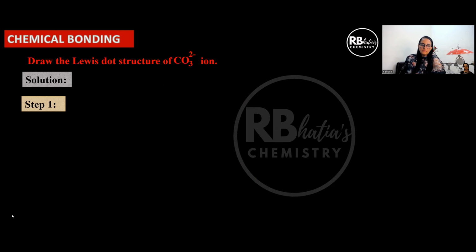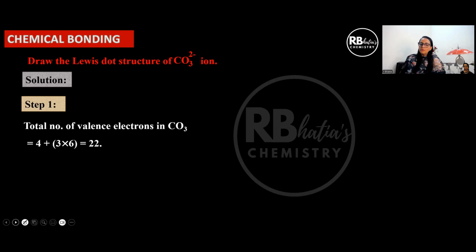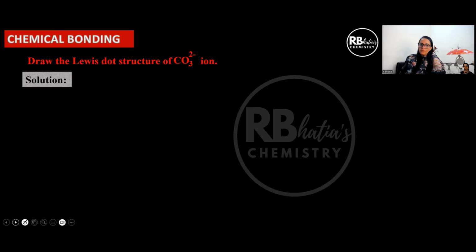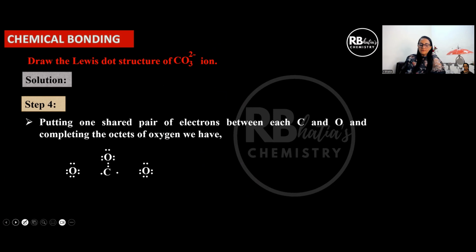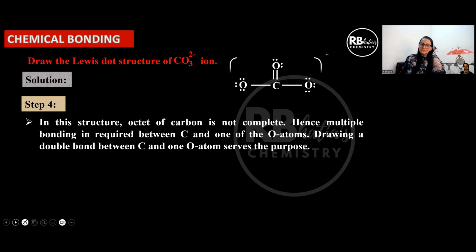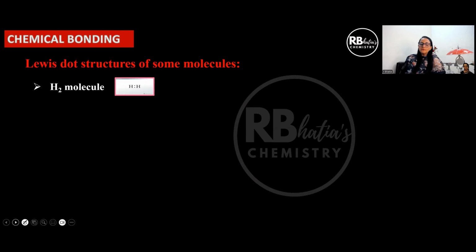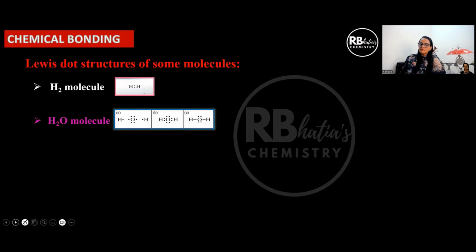So now, the number of valence electrons was 22. We added 2 due to the negative charge, making 24. Then simply put the central atom as carbon because it's less electronegative, and complete the dots as explained. Right? Now, the Lewis dot structures of some molecules are just represented.